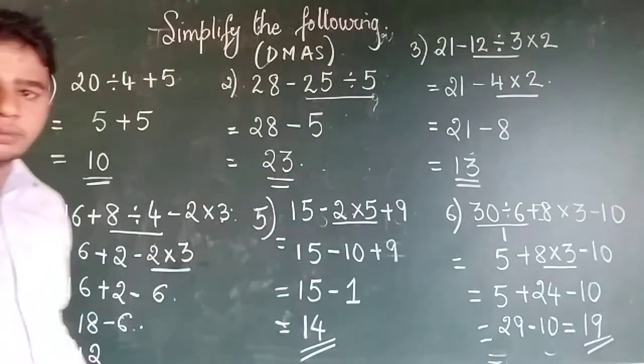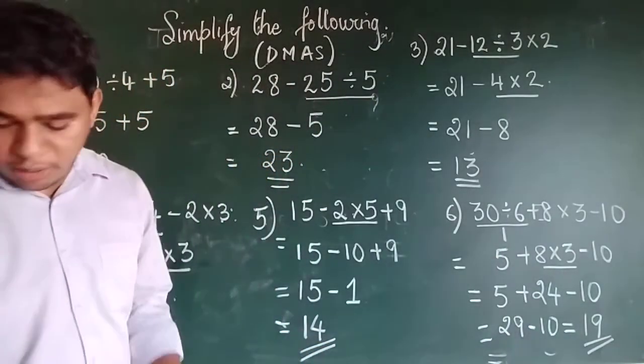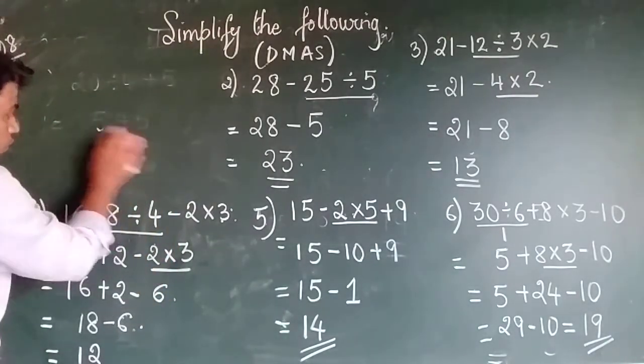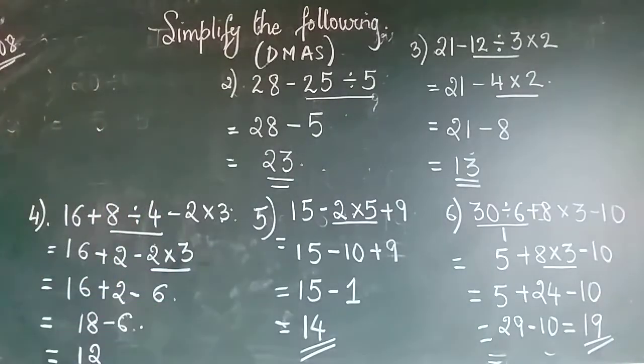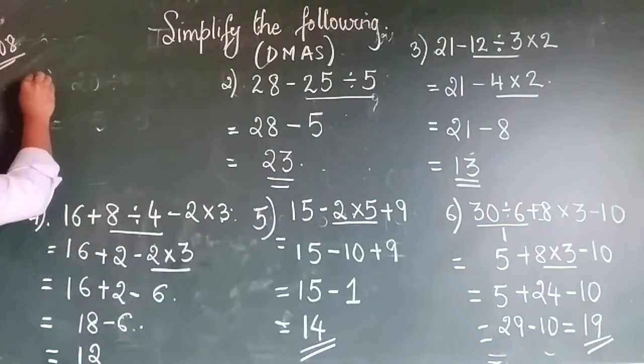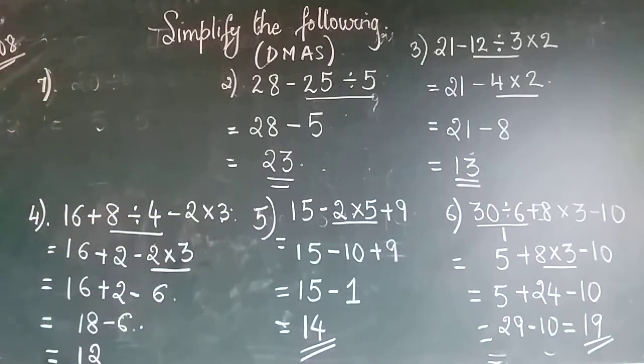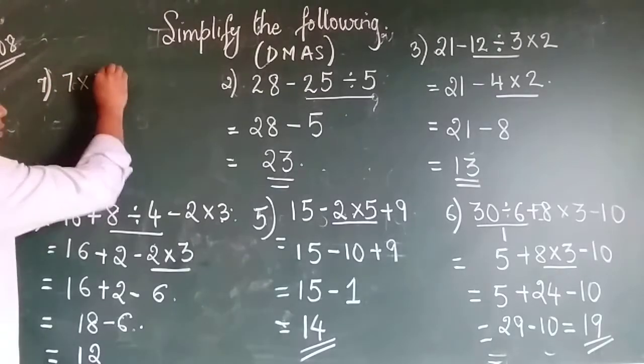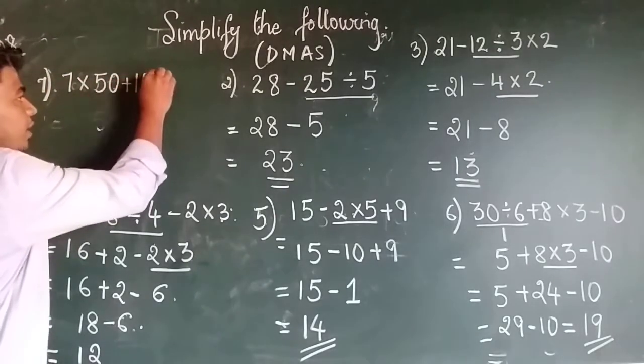Okay, so this was the sixth one. Let's go to the seventh one. The seventh one says 7 into 50 plus 16 divided by 8.